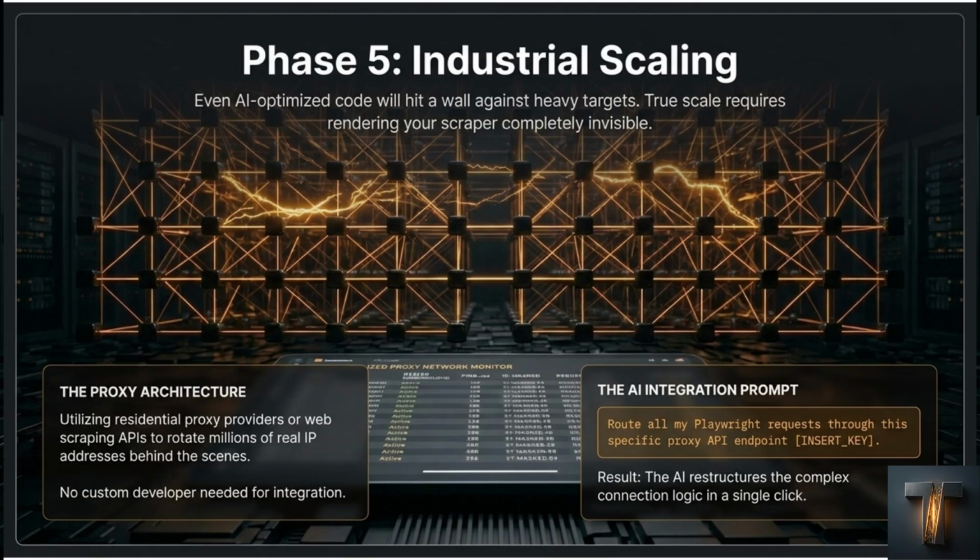If you decide to go that route, you don't need a developer to integrate it. You just open Cursor Composer again, paste your proxy API key, and tell the AI, "Route all my Playwright requests through this specific proxy API endpoint." It will restructure the connection logic in a single click. Look at the output folder now. We have a pristine products.csv file, completely populated with live data, built without typing a single character of manual syntax.